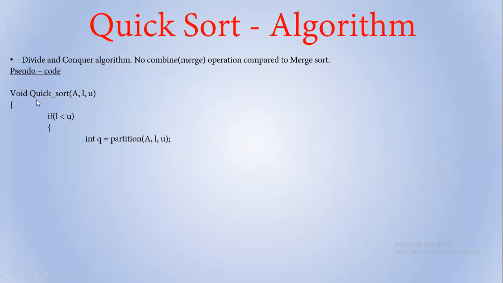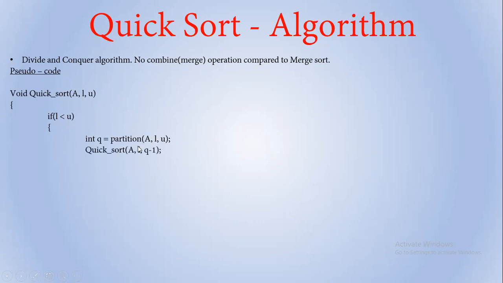In the conquer operation, as I explained in merge sort, quicksort will be called recursively. That means it is called inside this quicksort again. That is known as recursion. Quicksort will be called again inside this function, but not with these arguments, but a smaller set of arguments. That's why we divided or partitioned this A into two parts.